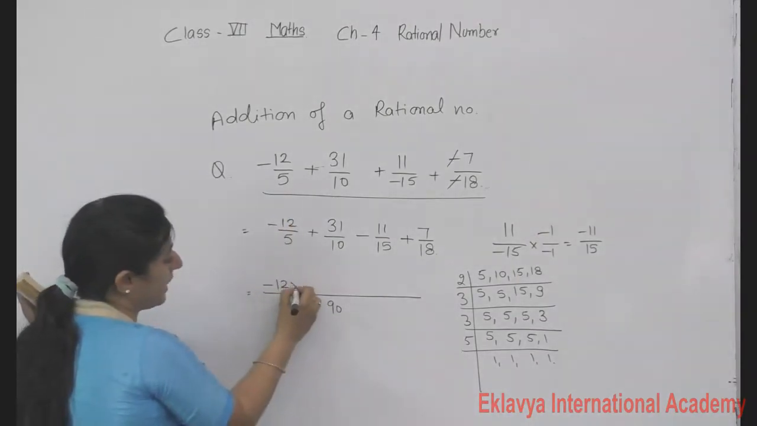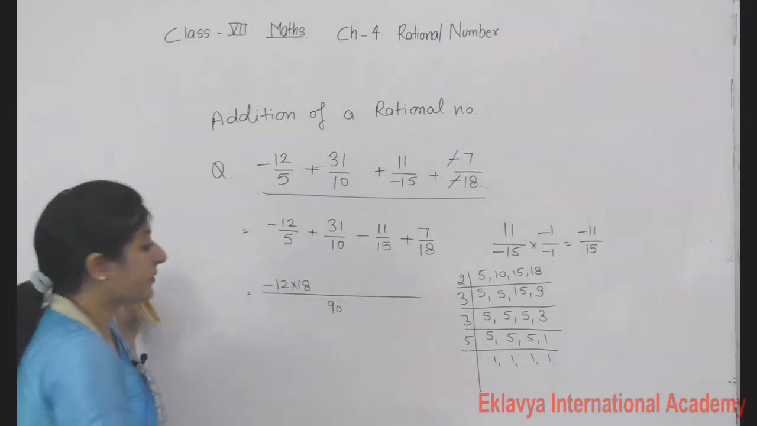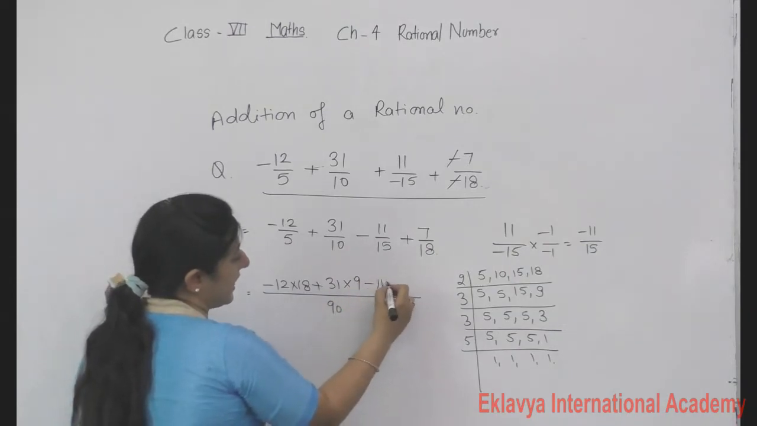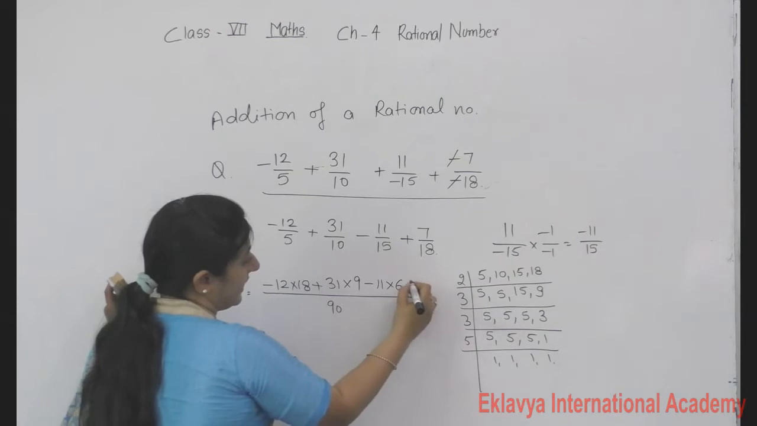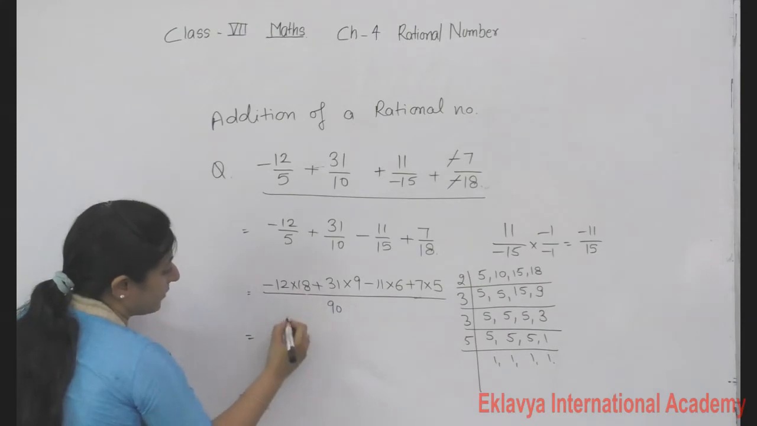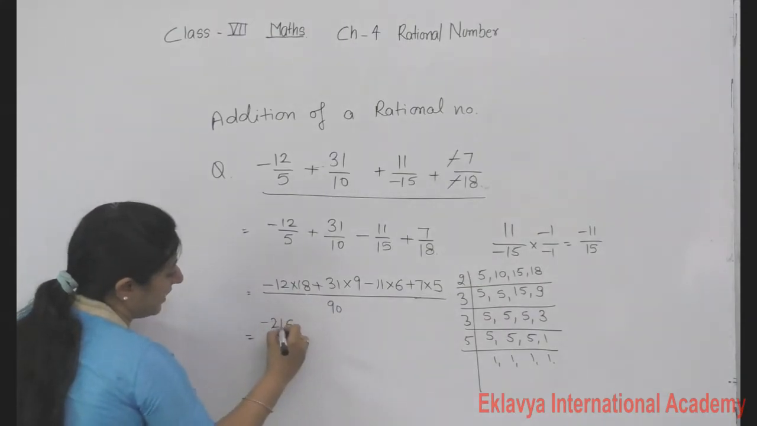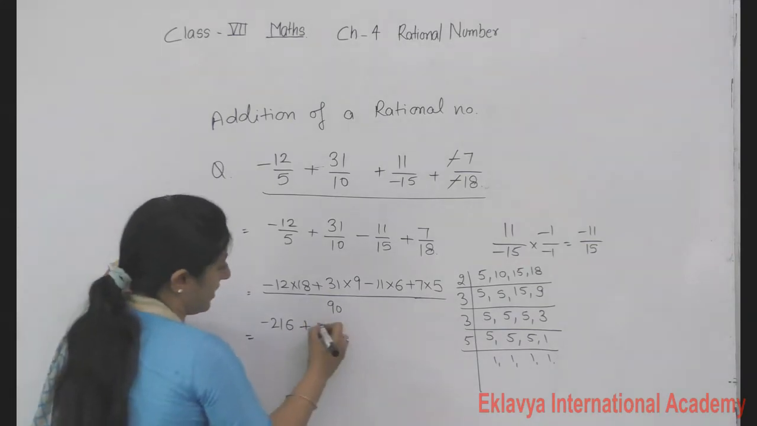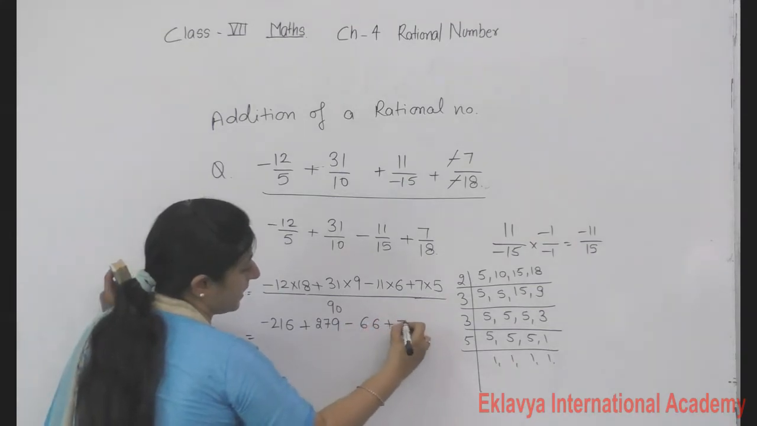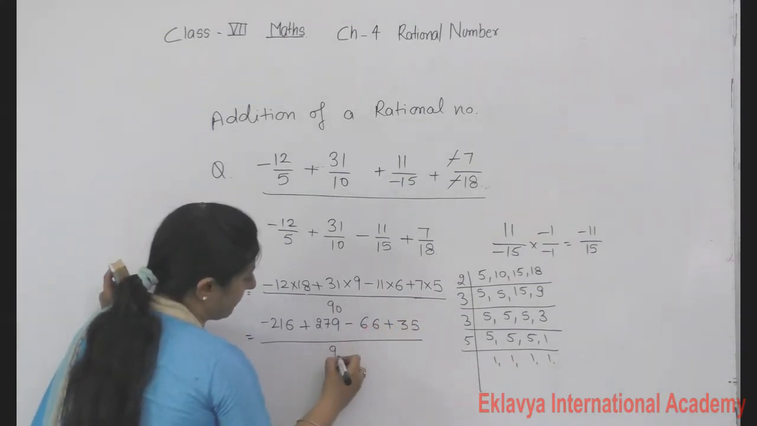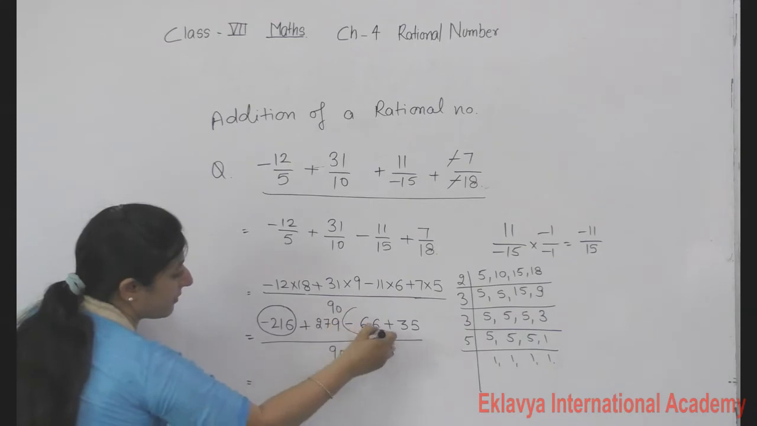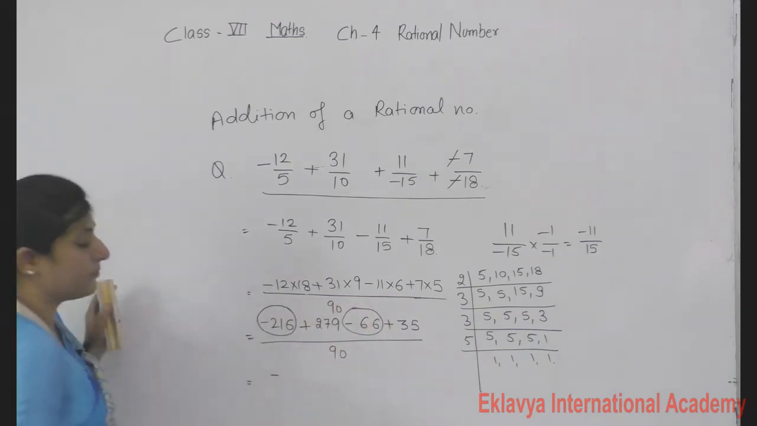It means -12 multiplied by 18 plus 31 multiplied by 9, 10 9s are 90, minus 11 multiplied by 6, 15 6s are 90, plus 7 multiplied by 5, 18 5s are 90. 18 2s are 36, 18 1s are 18, so 216, 9 1s are 9, 9 3s are 27, minus 66 plus 35, divided by 90. Now see, -216 minus 66 means the answer will become negative.